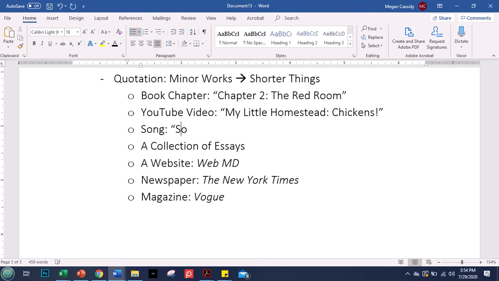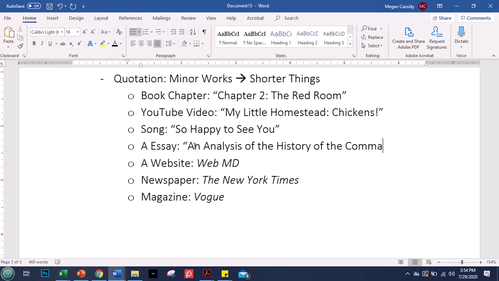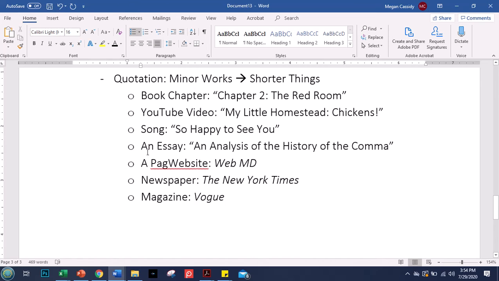So, this is not a song title, but you get the idea. Instead of a collection of essays, it would just be one essay. An analysis of the history of the comma. What a boring essay. But it would be there. Instead of a website, it would be a, oh, sorry, an essay. A page on a website.